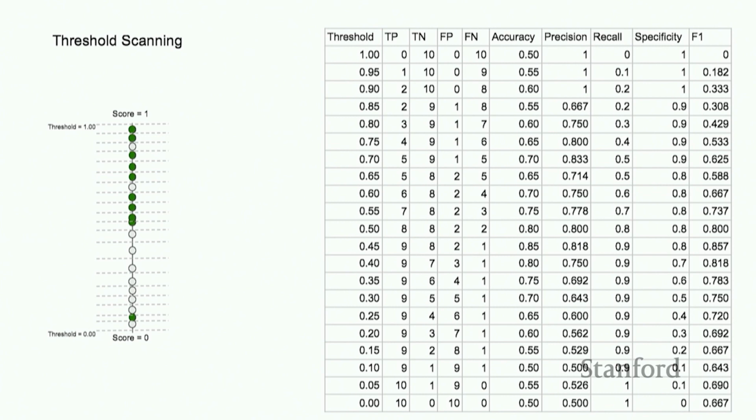And you can make a few more observations in this table. First of all, many of these columns are monotonic. For example, true positives starts at 0 and monotonically increases to 10. True negative, similarly, monotonically decreases. Similarly, false positive monotonically increases, false negative monotonically decreases. Recall monotonically increases, starts at 0 and ends at 1. And specificity monotonically decreases, starts at 1 and ends at 0.